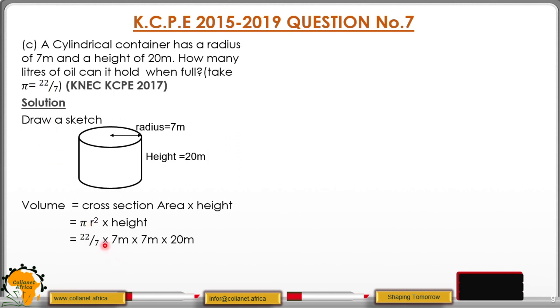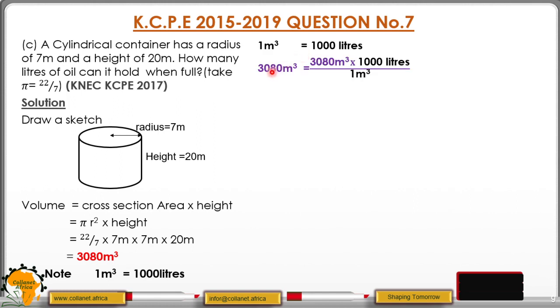Then multiply by the radius and height. So when you do the calculation, after cancelling by 7, you're going to get 3,080 meters cubed. So what is the relationship between meters cubed and liters? 1 meter cubed is 1,000 liters. Therefore, this number of meters cubed will lead to that.